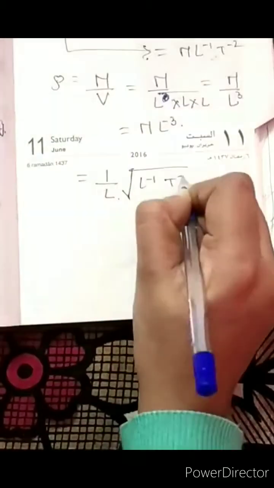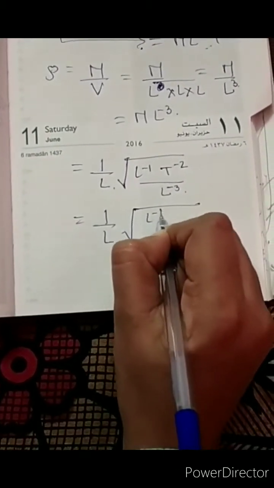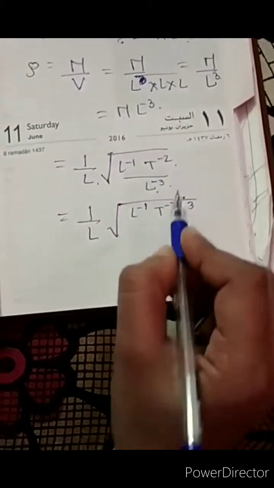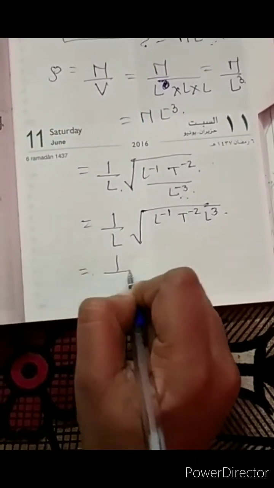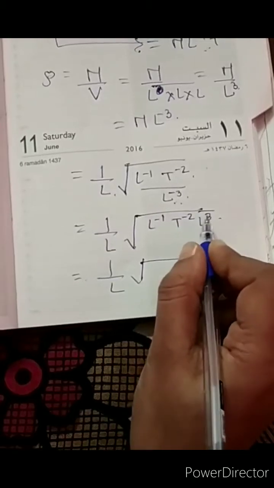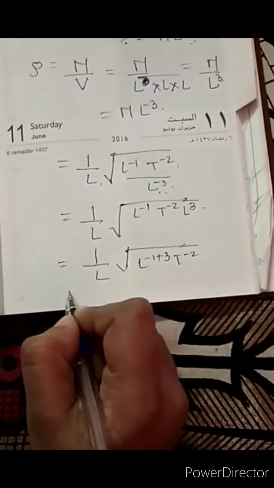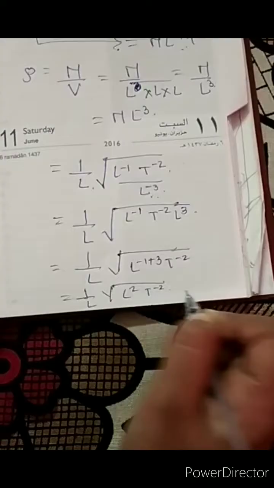So my whole formula is now changed to dimensional formula. Can I directly cancel M with M? In the numerator we have L to the power minus 1, T to the power minus 2, and in the denominator I am left with L to the power minus 3. So 1 upon L equals L to the power minus 1, T to the power minus 2, L to the power plus 3. If the denominator goes to the numerator, it will be plus 3. So 1 upon L under root of L to the power minus 1 plus 3, T to the power minus 2. So 1 upon L under root of L squared T to the power minus 2.